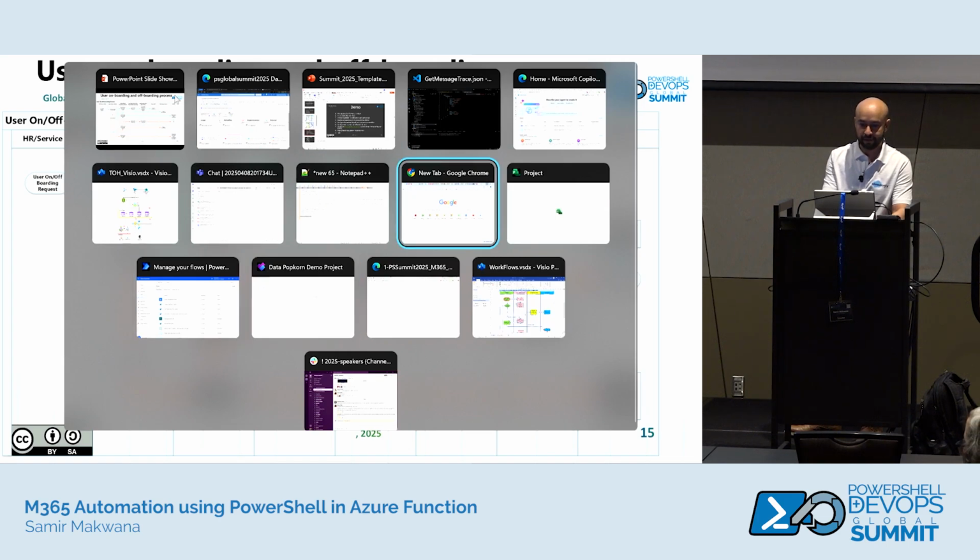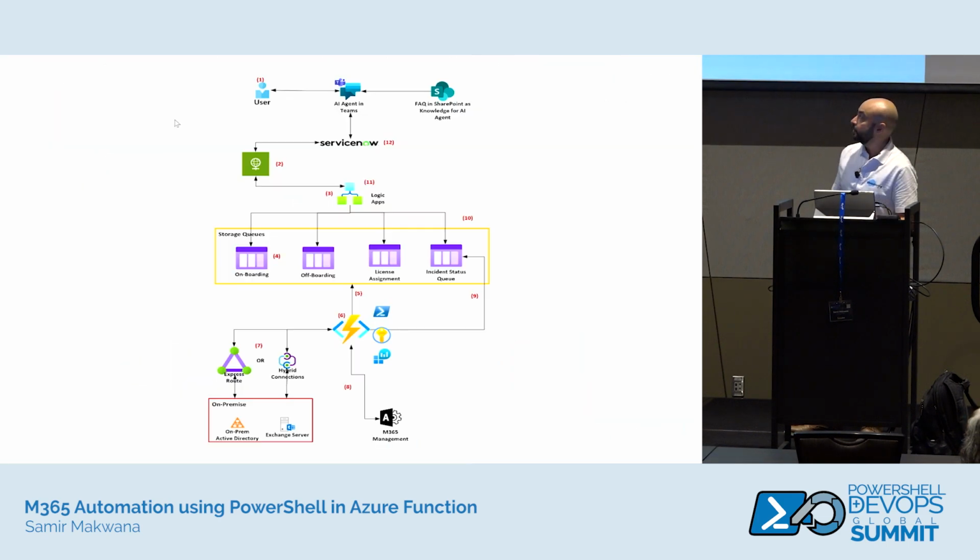Let me know if you see it. I did not configure it in my POC, but there is something called hybrid connection and ExpressRoute. You can have your Power Automate talking to your on-premise Active Directory and Exchange server to do certain tasks if you want to.